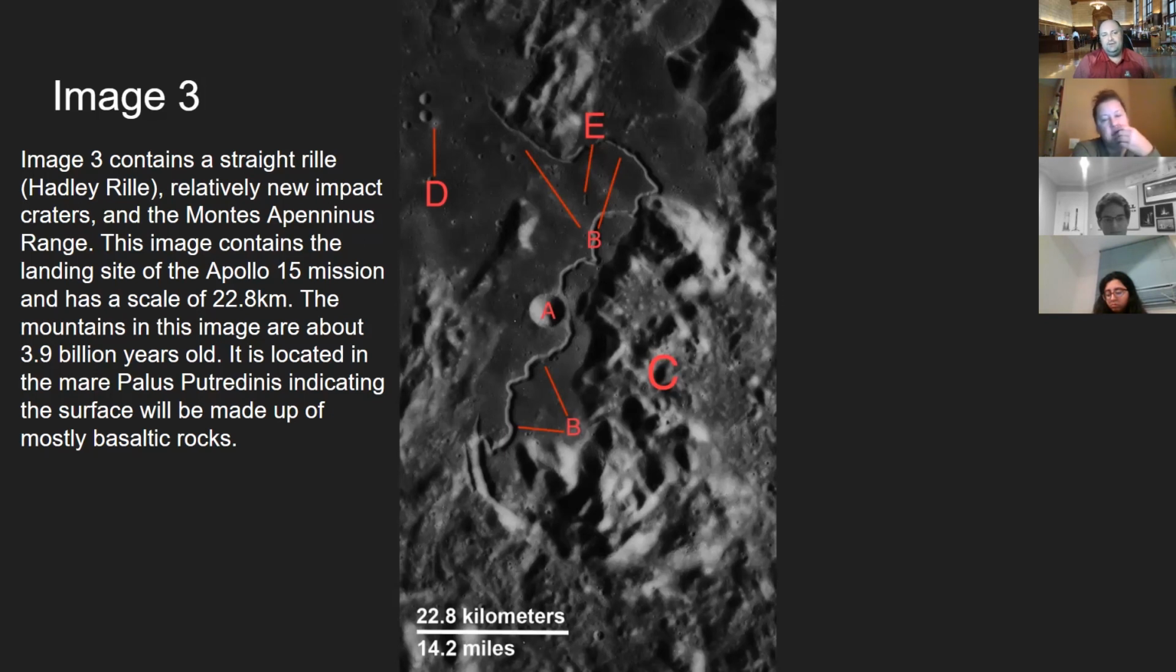So let's do a quick, not a superposition, but a relative age dating thing here. Between the mare, the highlands, Hadley Rill, and Hadley Crater, can you label them just out loud for me, oldest to youngest? So oldest would be the highlands, then the mare, then the rill, and then the crater. Yeah, exactly. Very good.